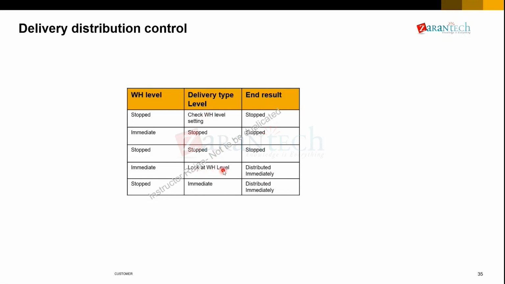Or if you want to distribute them immediately for certain deliveries, you can say at the delivery type level, look at the warehouse level, and here we can say immediate. The main idea is some deliveries you want to distribute immediately, and other deliveries you may want to delay the distribution. For that reason, we have control at both levels, the warehouse level and also the delivery type level.